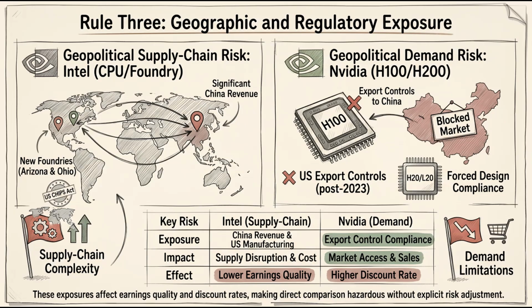Rule number 3 involves geographic and regulatory exposure. Two companies in the same sub-industry can face radically different risk profiles. Intel derives significant revenue from China and is currently building foundries in Arizona and Ohio under the CHIPS Act. Meanwhile, Nvidia's H100 and H200 chips became subject to U.S. export controls to China starting in 2023, forcing them to design compliance-grade chips. One company faces geopolitical supply chain risk, while the other faces geopolitical demand risk. These distinct exposures fundamentally affect earnings quality and the discount rates you should apply, making direct comparison hazardous without explicit risk adjustment.